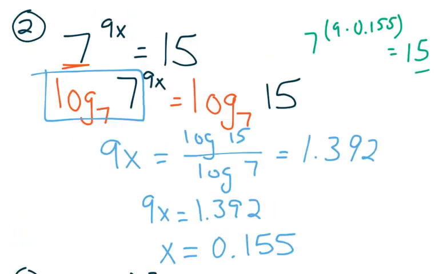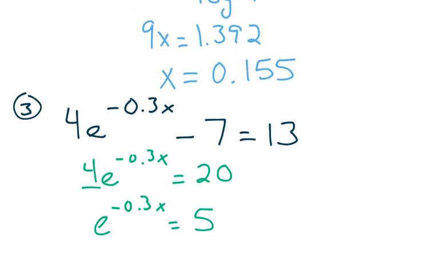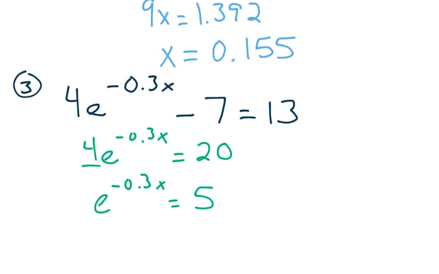Since we're using base e, we're probably going to want to use this one right here, the upper right hand corner, natural log of e to the x. Anytime we see we're using e, it's a pretty good bet that we need to use natural log. So we'll have the natural log of e to the negative 0.3x power is equal to the natural log of 5. Okay, I'm out of space here. I can't scroll up any farther, so I'm going to have to do this off to the side.